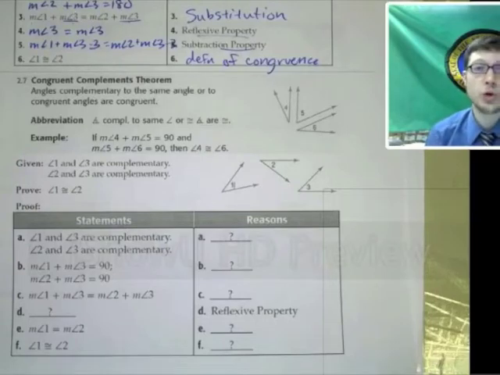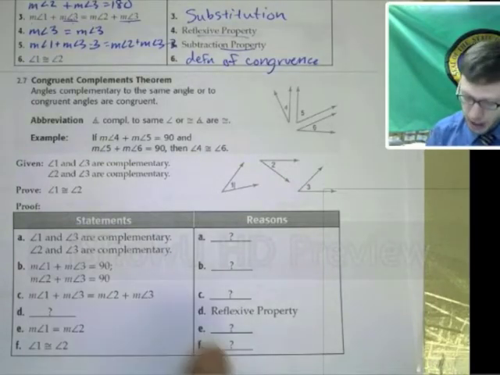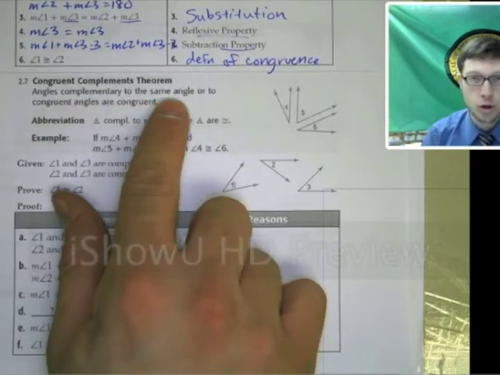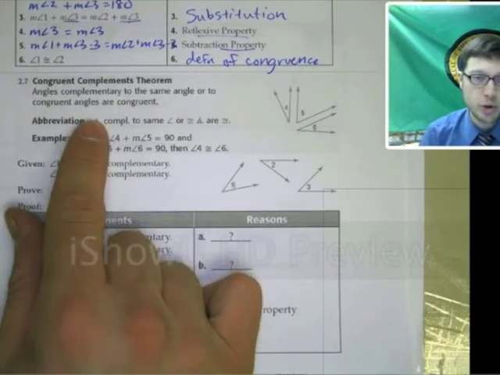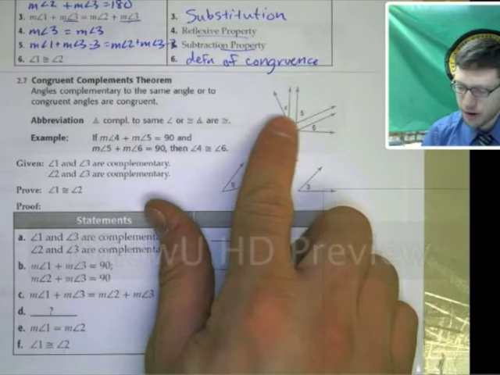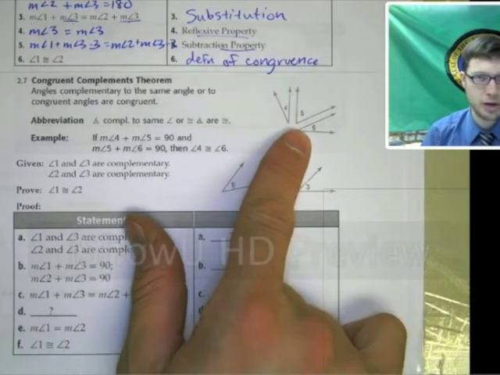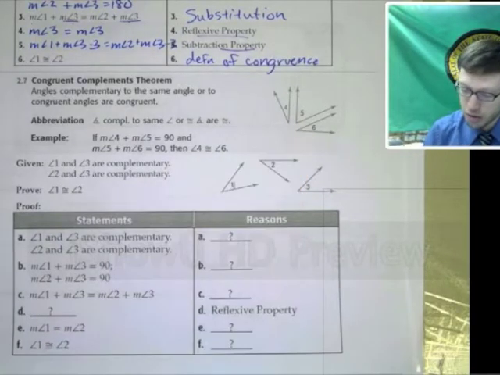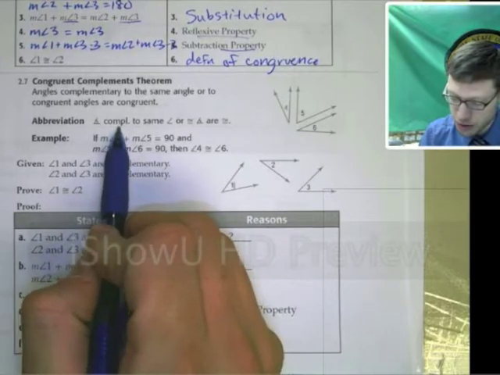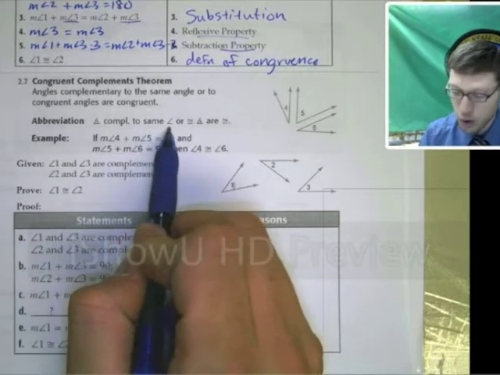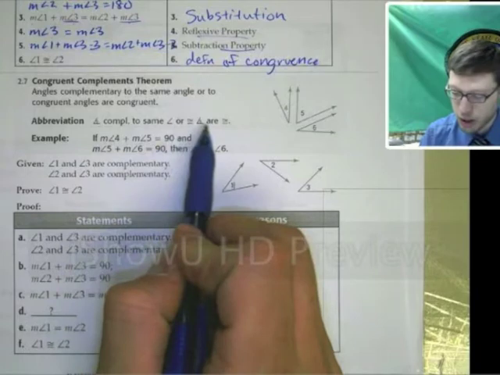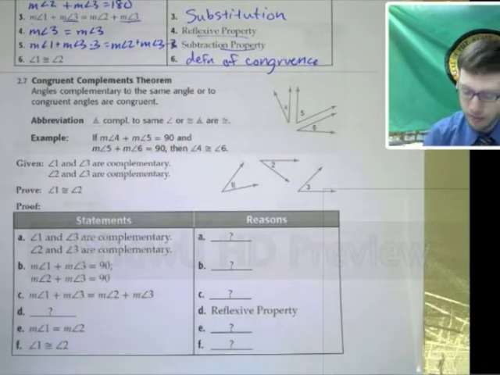Let's move on. Congruent complements theorem. It says angles complementary to the same angle or to congruent angles are congruent. So 4, 5, and 6 are the three angles we're talking about. And we're trying to show that angles complementary to the same angle or congruent angles are congruent. That's what we're trying to make the statement there.